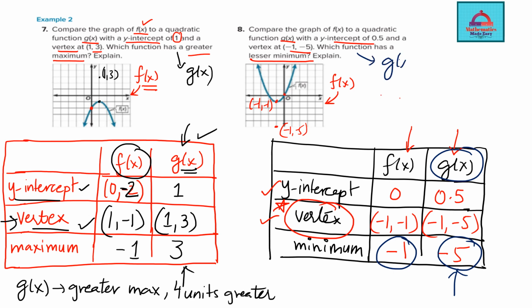So g(x) is the function that has the lesser minimum. And how much lesser? Again, it is 4 units below the minimum of f(x). Because if you count 1, 2, 3, 4, this length, this is 4 units. So if you go 4 units down, you will get the vertex of g(x). So I hope you understood how to compare the two graphs and how to answer questions 7 and 8.